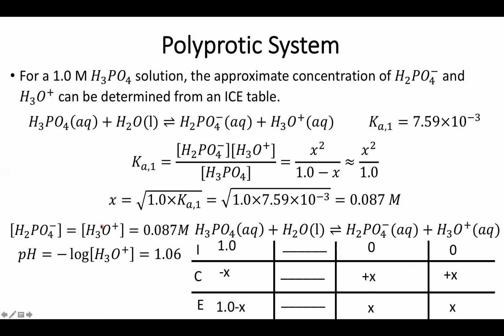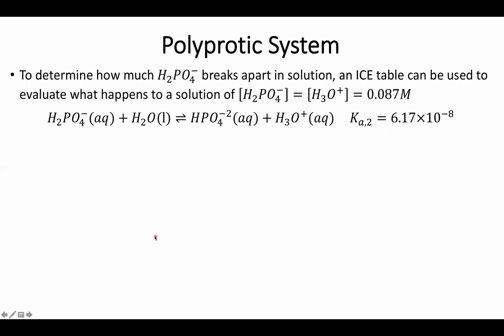And then once we know the hydrogen concentration, we can use this to help figure out the pH. Turns out that phosphoric acid, when put in solution on its own, is going to be quite acidic with a pH of 1. Yowzers, that's quite acidic. However, it turns out that that dihydrogen phosphate can break apart a little bit in water. So we're going to go ahead and take these two concentrations and plug them into another ice table.